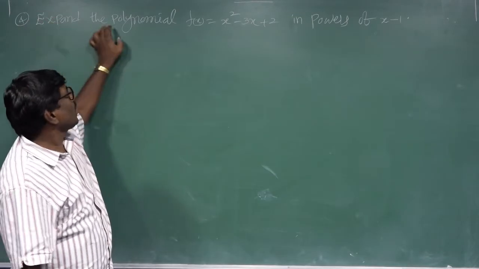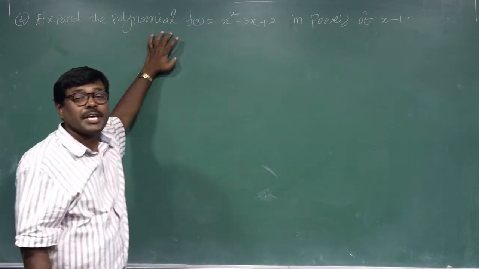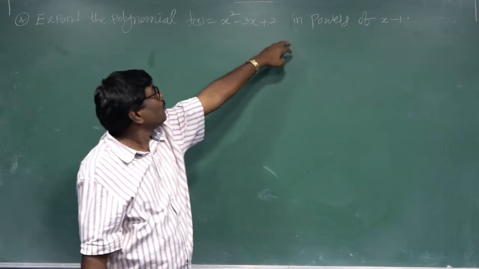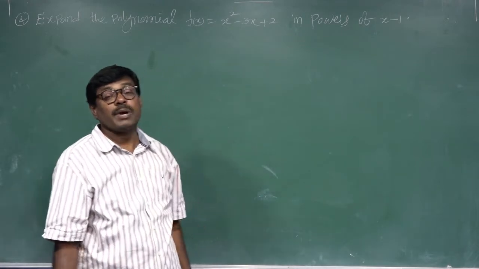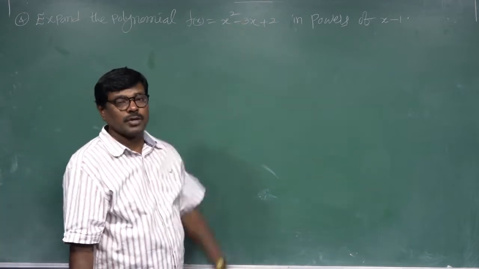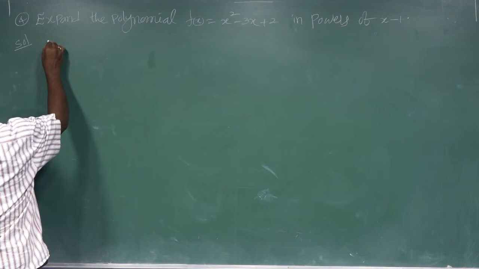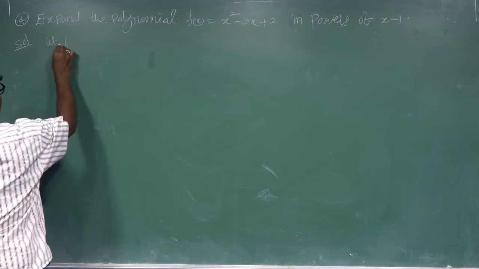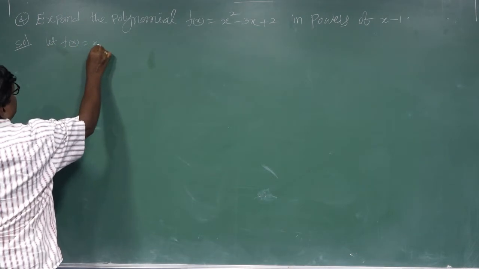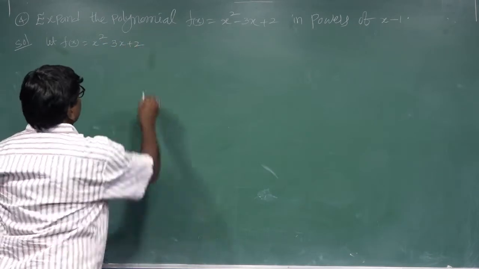Expand the polynomial f(x) = x² − 3x + 2 in powers of (x − 1), that is, at x = 1. This is the solution. Let f(x) = x² − 3x + 2.